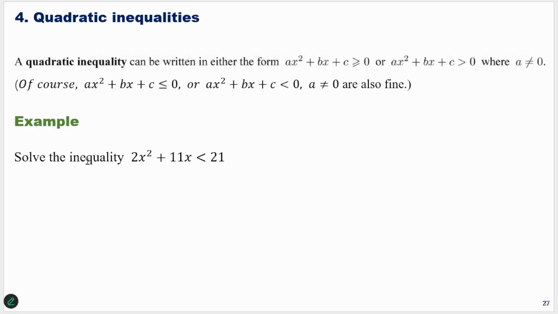Can you solve the inequality 2x squared plus 11x less than 21? Which means you need to find an interval of x such that 2x squared plus 11x is less than 21, right? Are you able to find such an interval to make this happen?